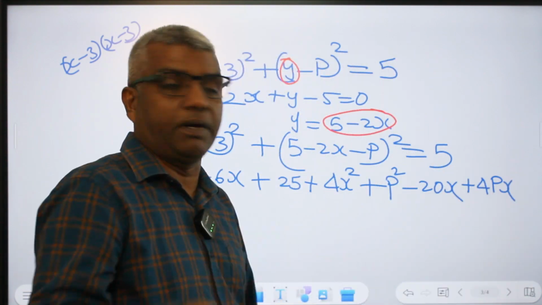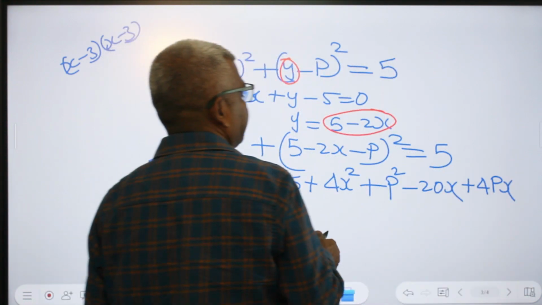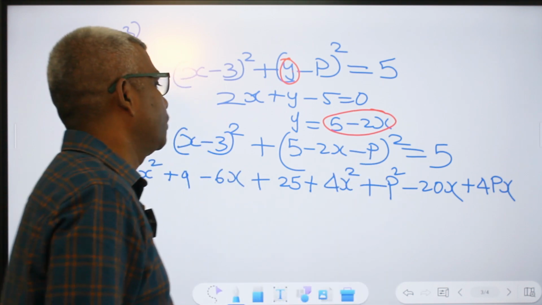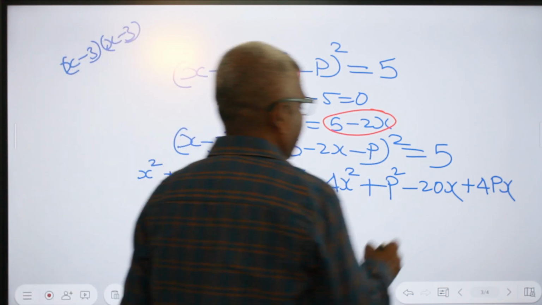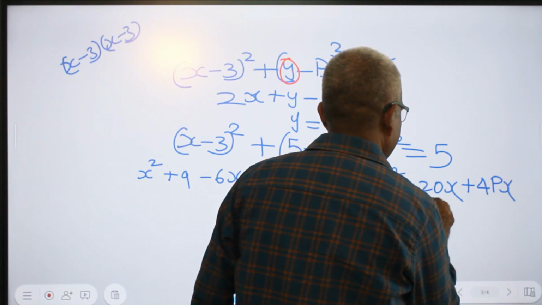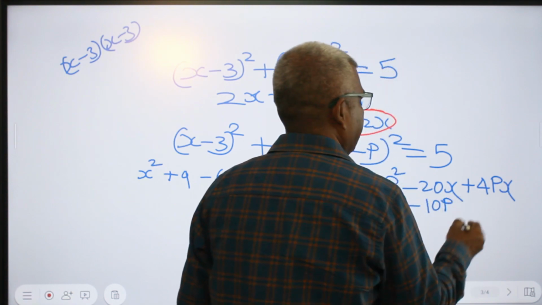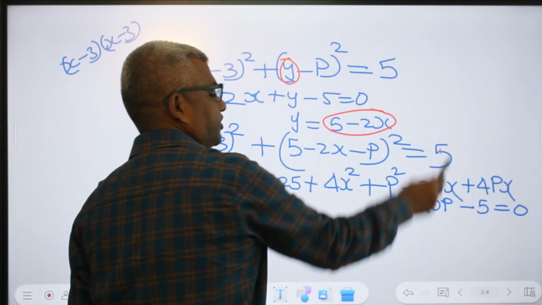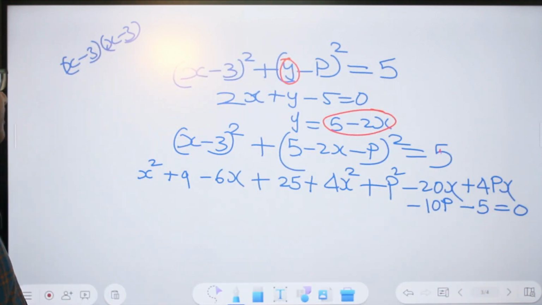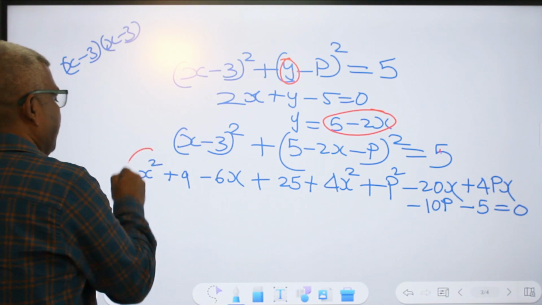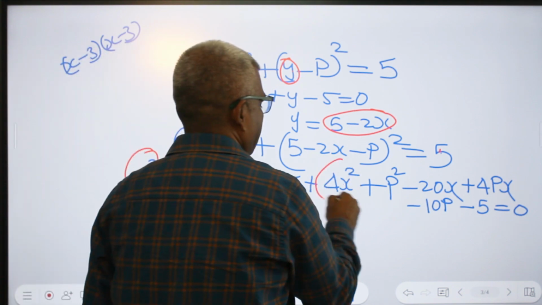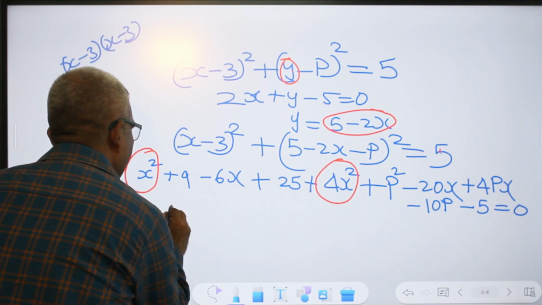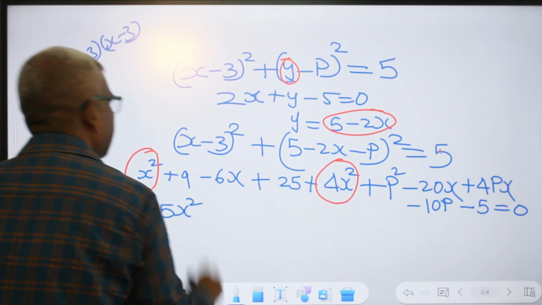Minus times minus will be plus. Plus 2ca: 2 times minus p is minus 2p, minus 2p times 5 is minus 10p. Then minus 10p minus 5 is equal to 0. This minus 5 is from the right-hand side. Now simplify it: x squared plus 4x squared, so what will happen? 5x squared.